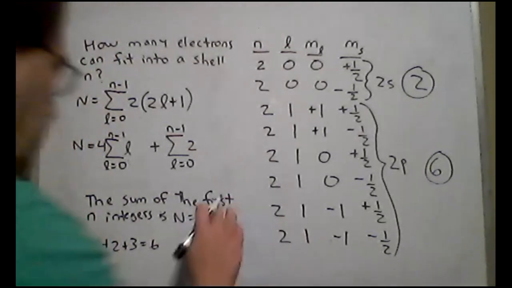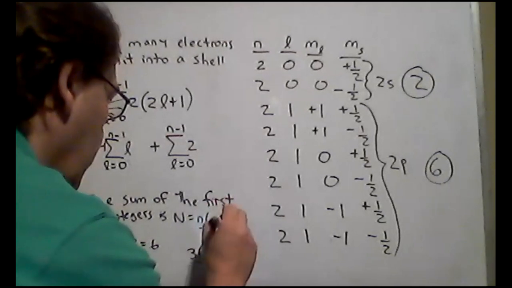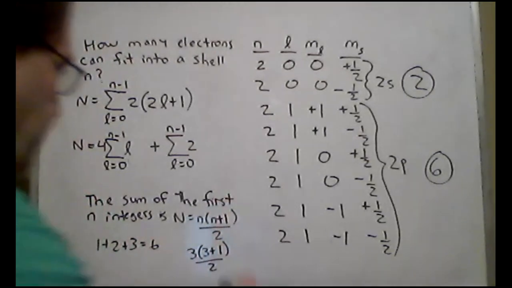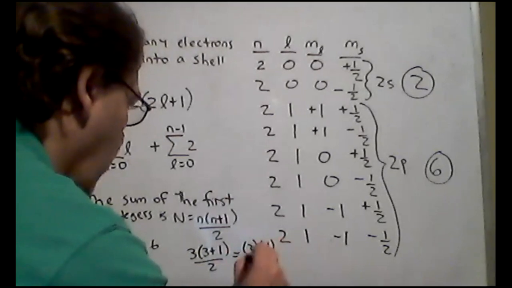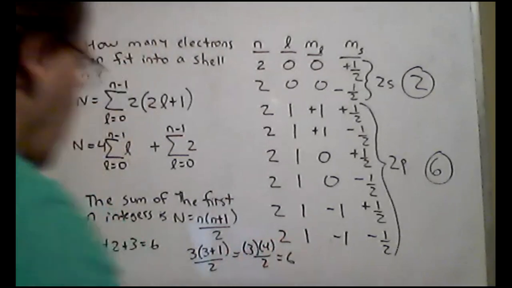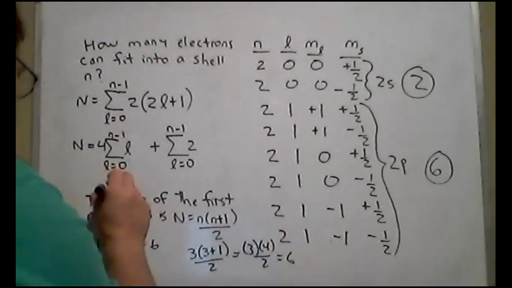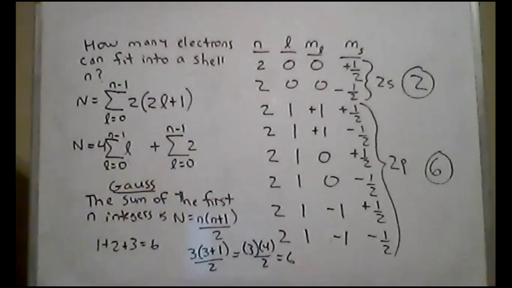Let's see. I'm sorry, it's n times n plus 1 over 2. Apologize for that. n times 3 plus 1 over 2, or 3 times 4 over 2, which is 6, right? So Gauss, as Gauss showed, again, this is due to Gauss. Again, the same Gauss as in Gauss's law for electricity and magnetism.